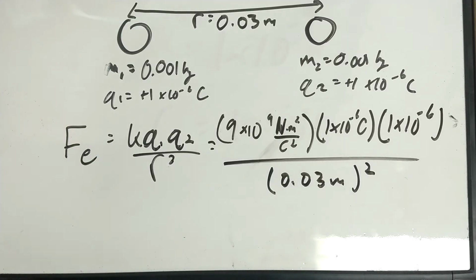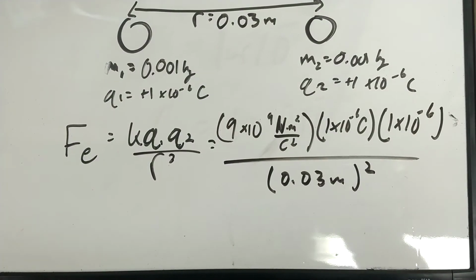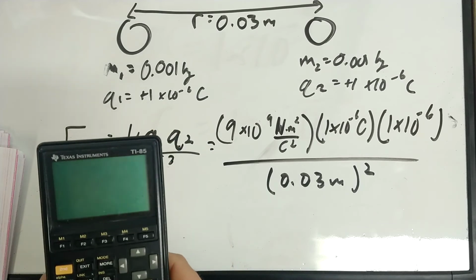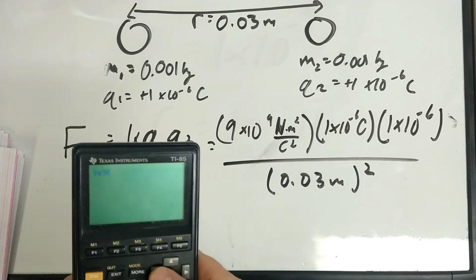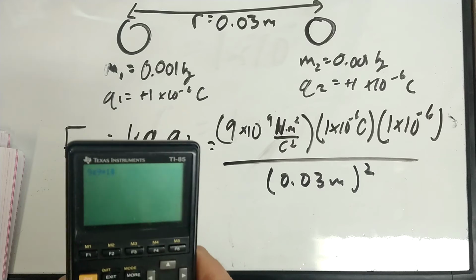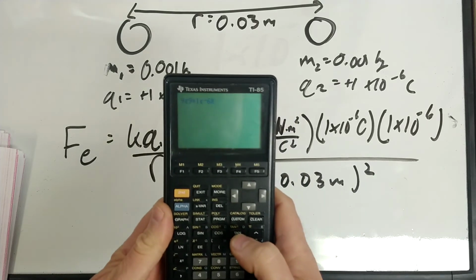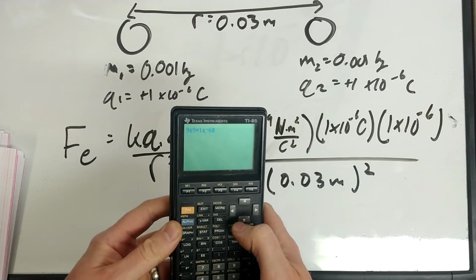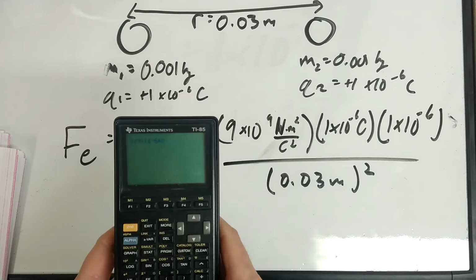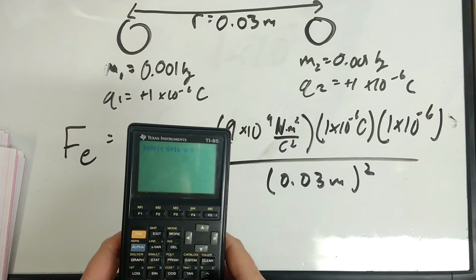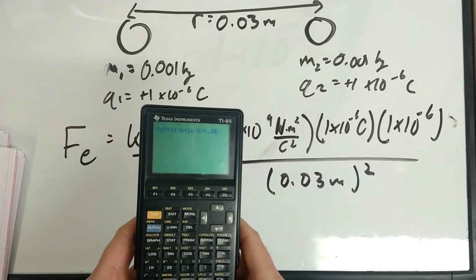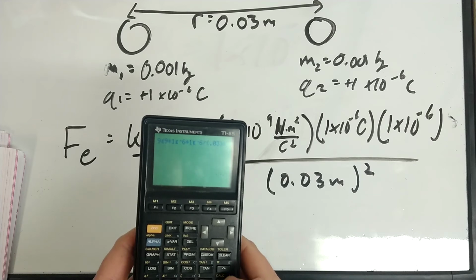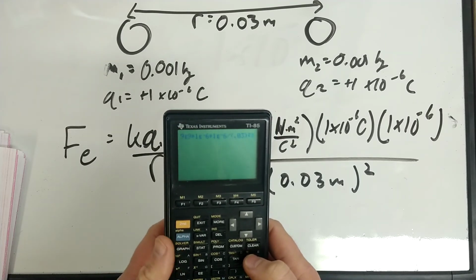Of course, my calculator is missing. I'm going to pause this video quick and go upstairs and grab a calculator. Okay, back at it. 9 times 10 to the 9th times 1 times 10 to the minus 6. I like using this E notation. Don't forget to square the bottom. That's one of those classic mistakes. So this is what it looks like typed into my calculator.